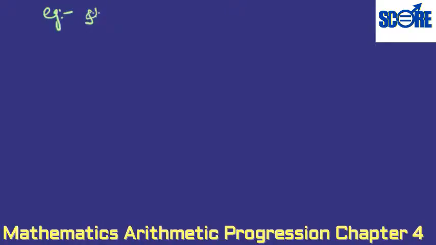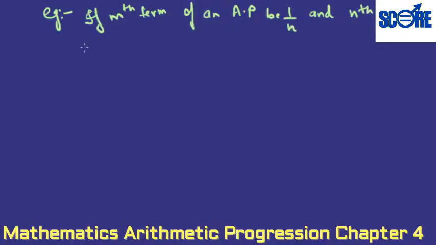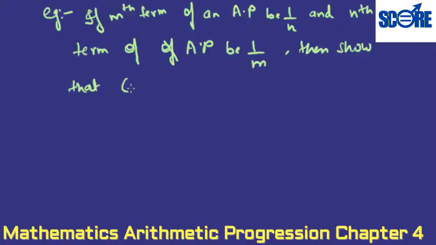So let's say if the mth term of an AP be 1 by n and the nth term of an AP be 1 by m, then show that the mth term of the same AP is 1.